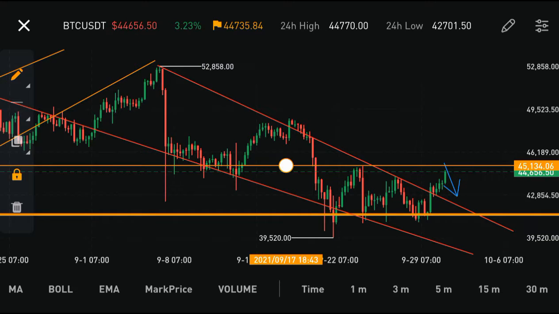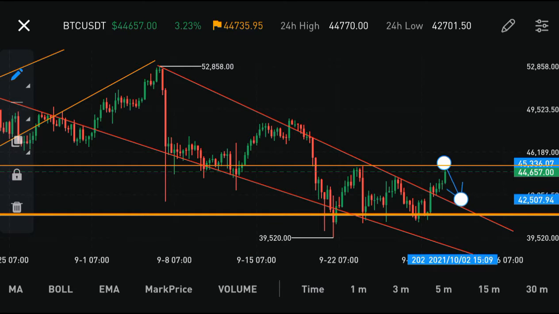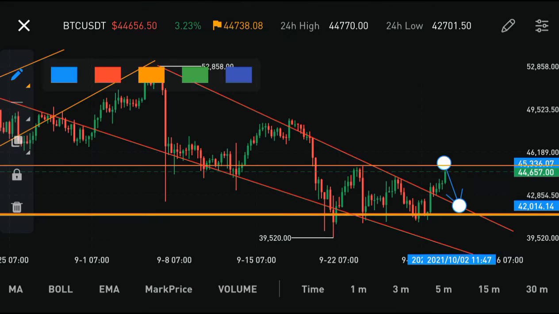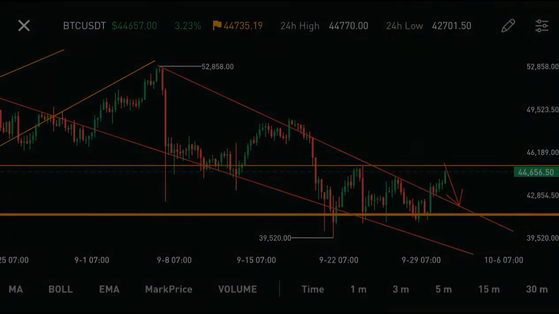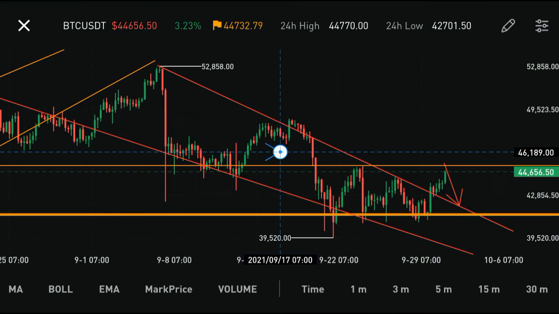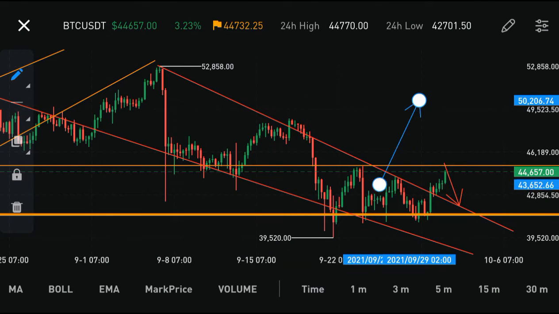So this is what we might be expecting in the market soon enough. The price goes all the way down here. It then respects the trend line. Once it respects the trend line, we then see an uptrend once again. Let's use an arrow to indicate that. Once it respects the trend line, this might eventually happen in the market.